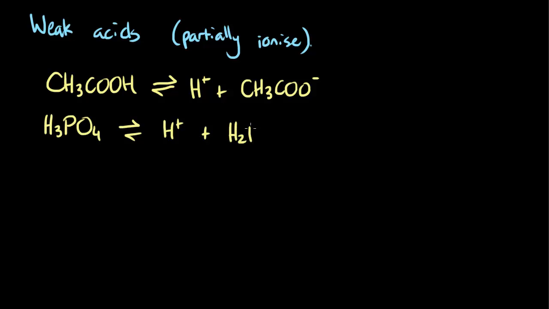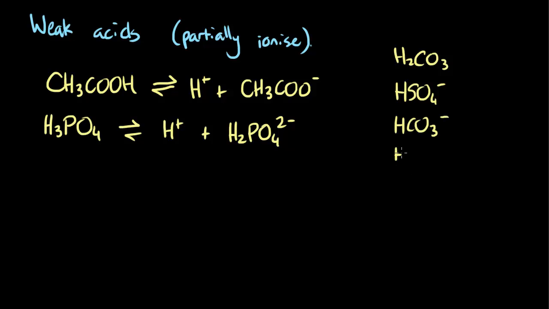So a reversible reaction to produce dihydrogen phosphate ion. Some other examples of weak acids, I won't do equations for all of them, but it also includes H2CO3, which is carbonic acid, and it includes various ions that have a hydrogen in them, including hydrogen sulfate, hydrogen carbonate, dihydrogen phosphate, and hydrogen phosphate. Sorry, it's meant to be -1, not -2. This one's -2.